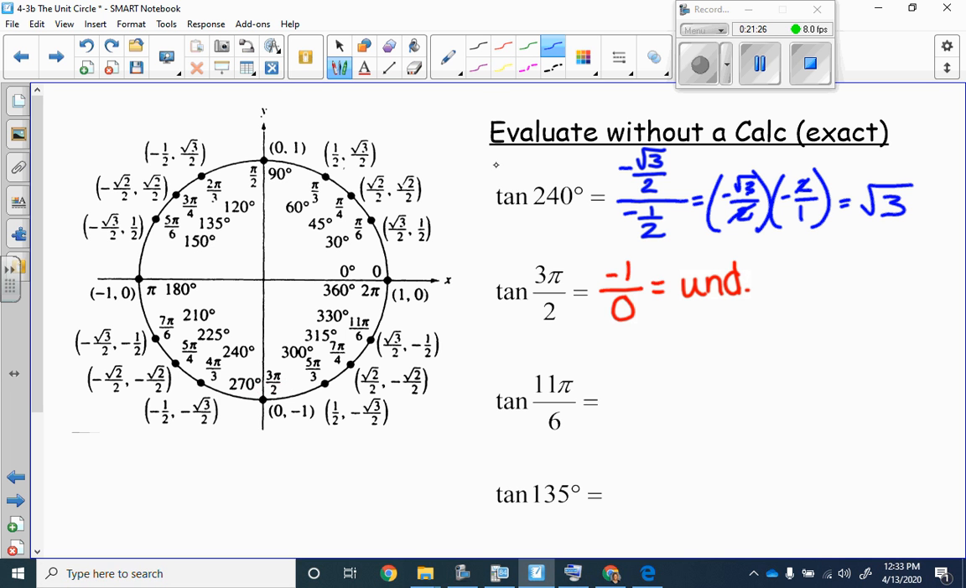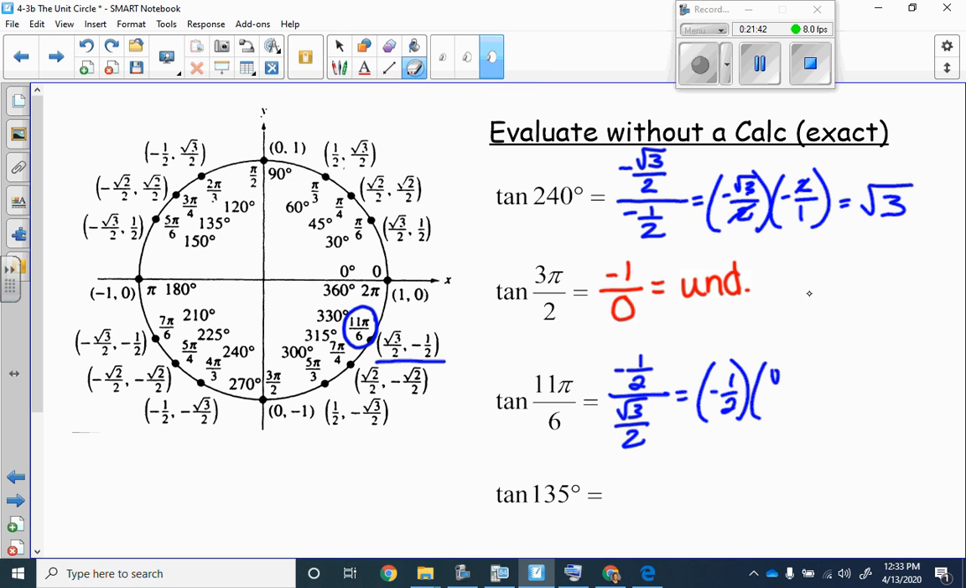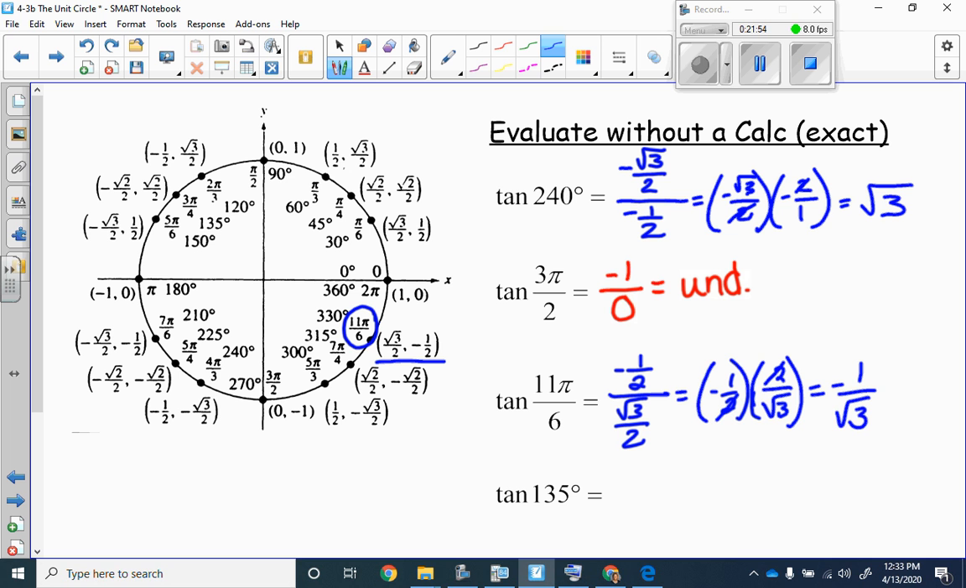How about 11 pi over 6? So we take a look at 11 pi over 6, which puts us here. Here's my coordinate. So I have to take negative 1/2 divided by a positive square root of 3 over 2. Some of you are going to get really good at simplifying these in your heads and not having to write them out. I'm writing them out so that you can see where those values are coming from. The 2's will cancel out. I get negative 1 over the square root of 3. Rationalize that denominator, and we get negative square root of 3 over 3 for our tangent.